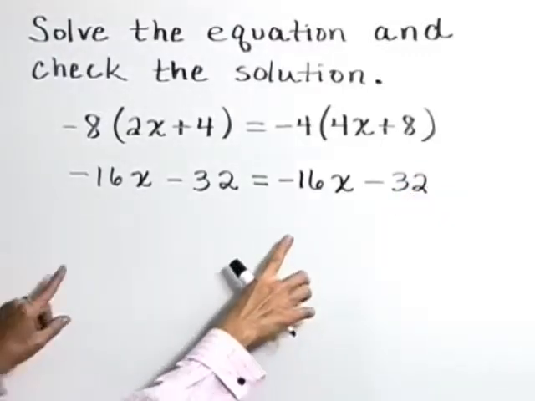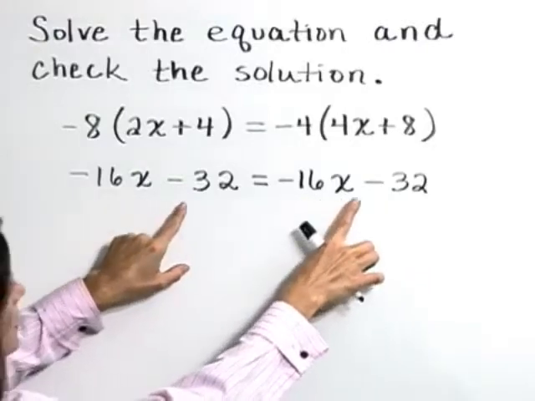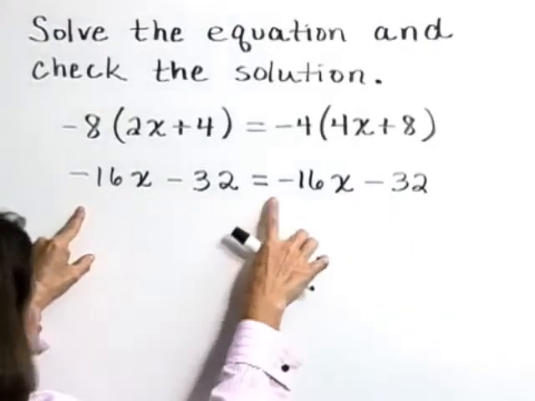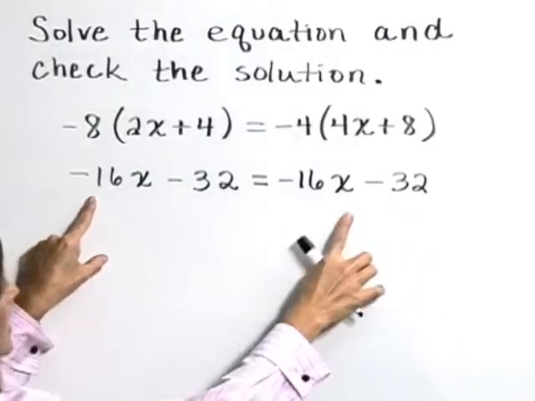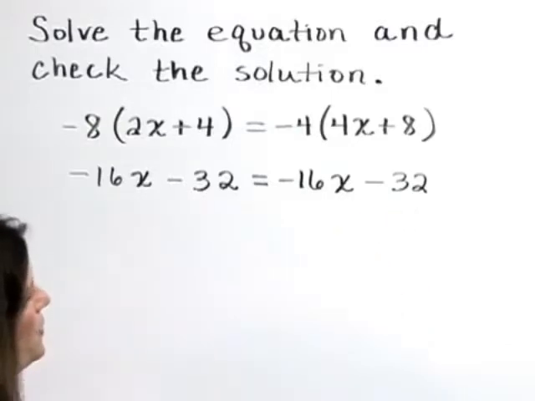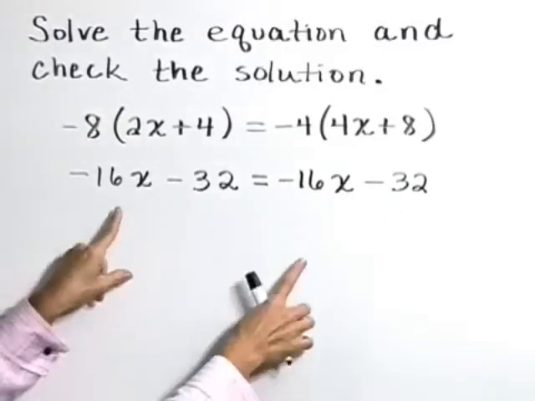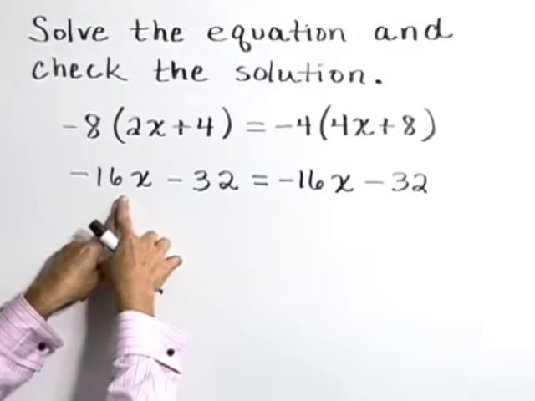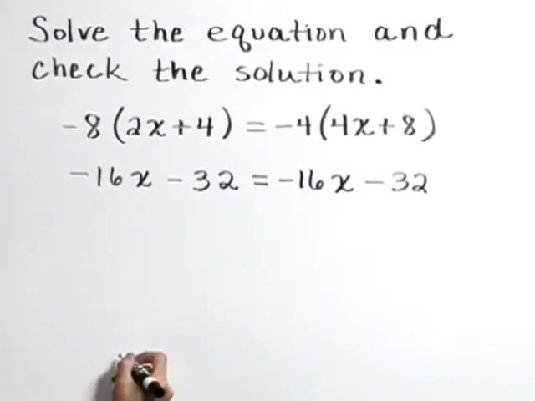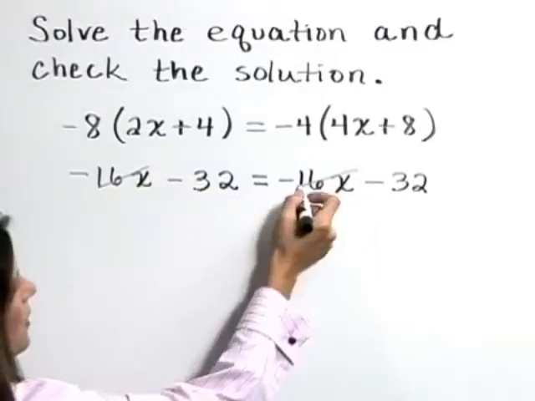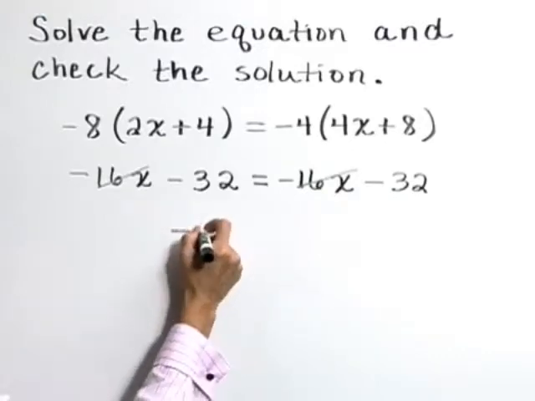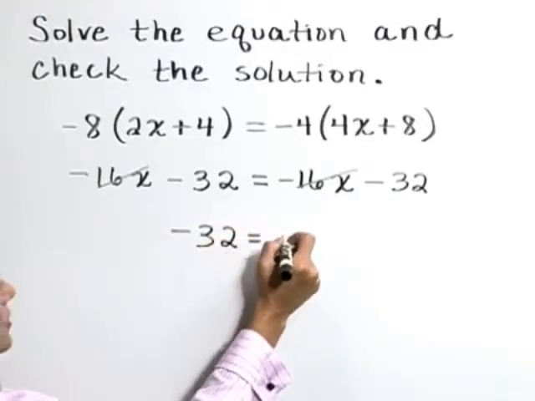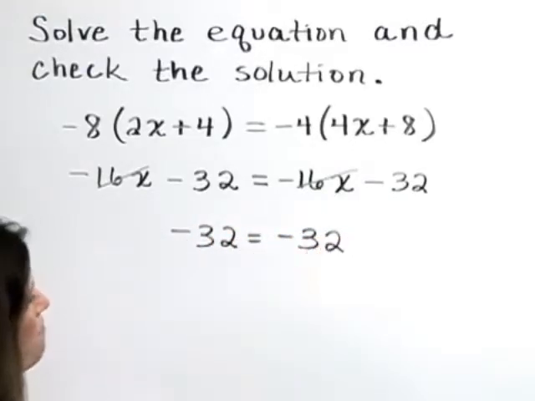Now this is interesting. Notice that we have the same identical expression on both sides, negative 16x and minus 32. Also notice that if we try to combine our x terms by adding 16x to both sides, it cancels off both the left and the right, leaving us with a true statement. Negative 32 is equal to negative 32.